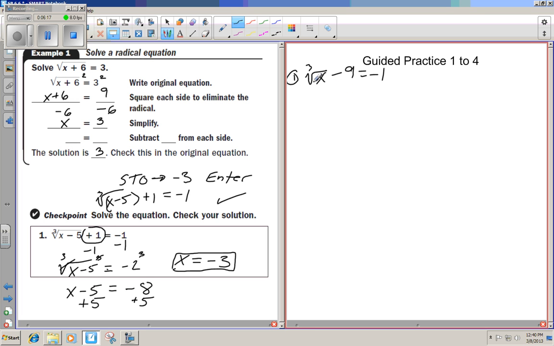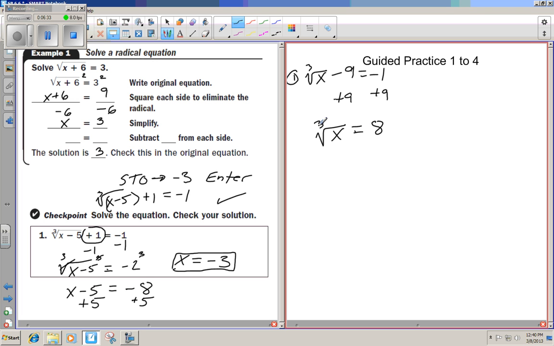So, first step, write out the original equation. Second step, isolate the radical. Minus 9, we have to get rid of that, so plus 9 on both sides. The cube root of x equals 8.